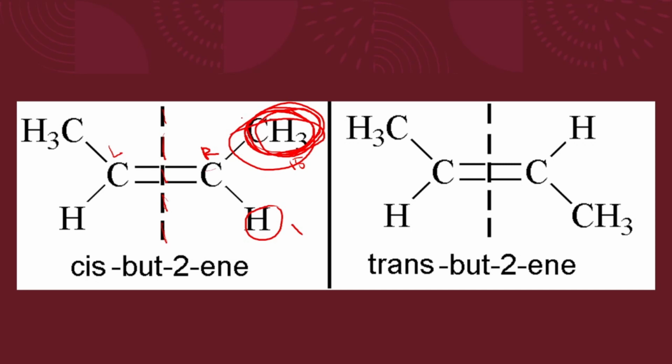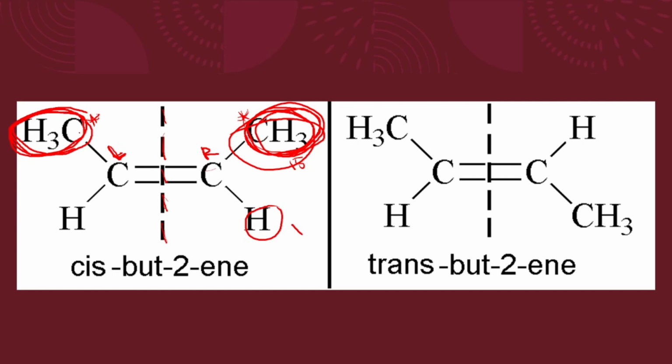Now put a symbol or an asterisk at the group with the higher molecular weight. Go to the other side, to the left-hand carbon, and check which of the two groups has the higher molecular weight. Of course, now we know that the methyl group is 15. The molar mass of the methyl group is 15, so the methyl group is the one with the higher molecular weight.